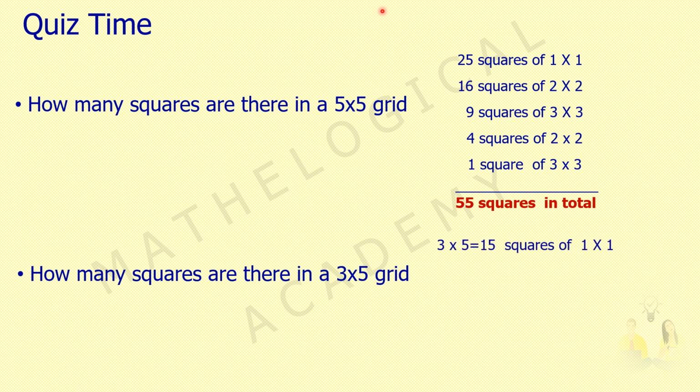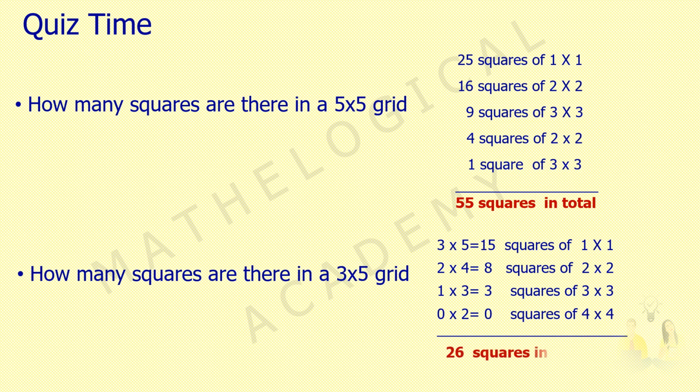We have 3 into 5, which is 15 squares of 1 by 1. So we'll have 2 into 4, 8 squares of 2 by 2. It is a rectangular grid. We have to use the pattern for the rectangular grid that we saw in the video earlier. And 1 by 3, which is 3 squares of 3 by 3. So keep reducing the number of rows and columns by 1 and you get the number of squares of the next size. Total 26 squares.